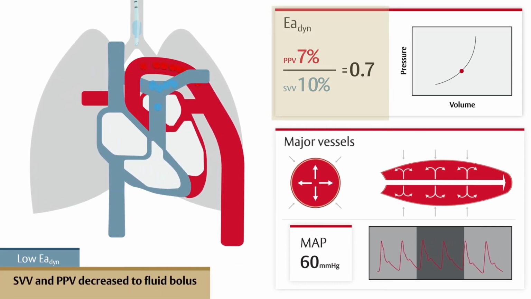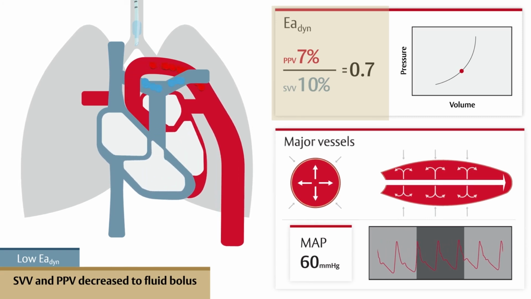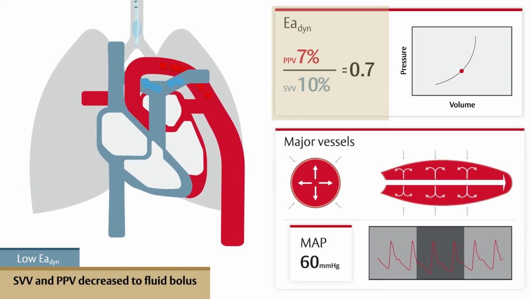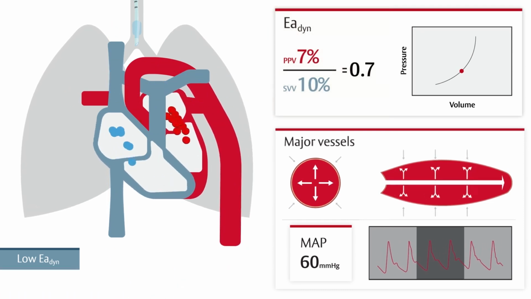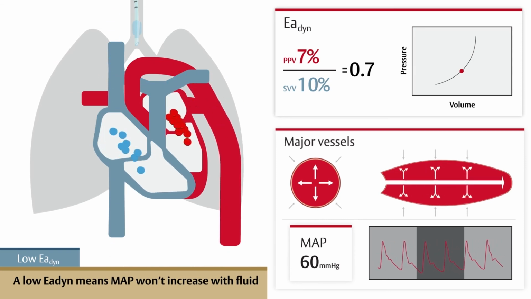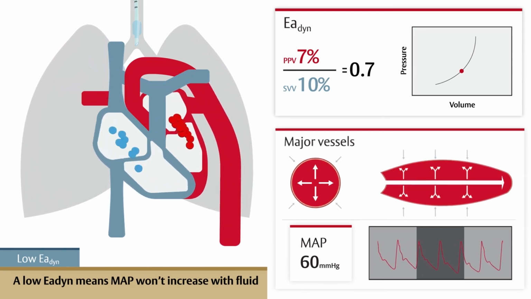As a result of the fluid bolus, the patient is no longer preload responsive, and both stroke volume variation and pulse pressure variation have dropped to reflect this, even though mean arterial pressure has not changed. A low EaDyn tells us that if the patient is preload responsive, the administration of a fluid bolus will increase stroke volume, but will not increase mean arterial pressure.